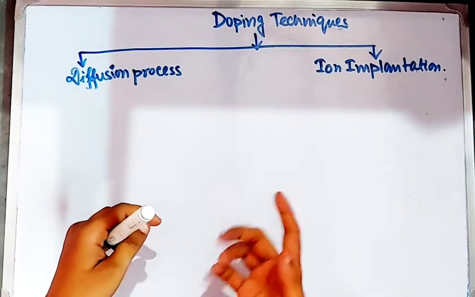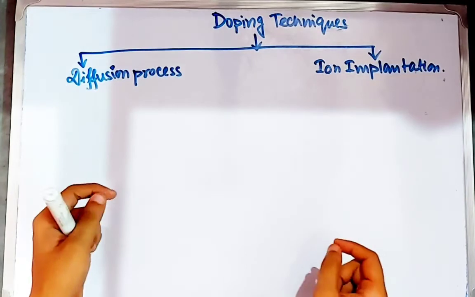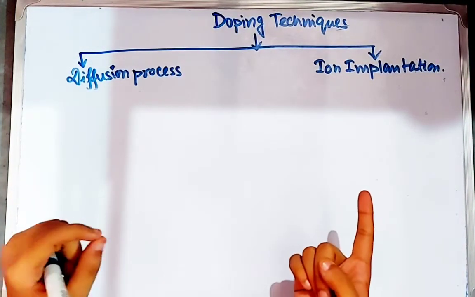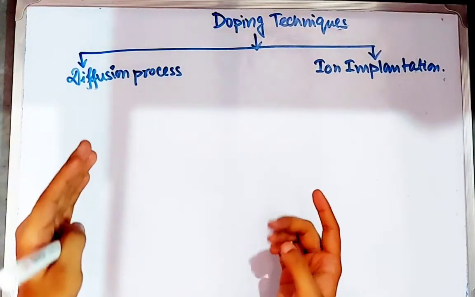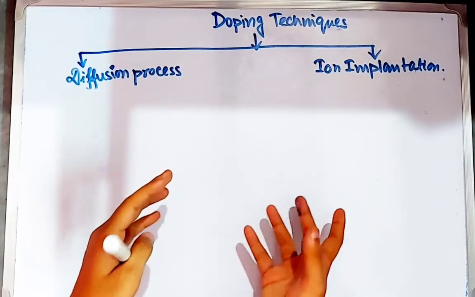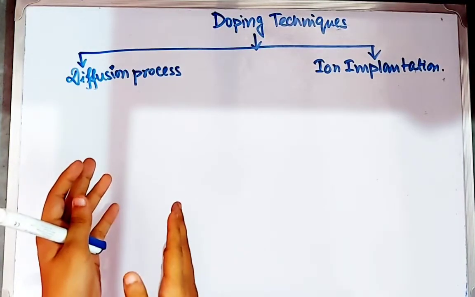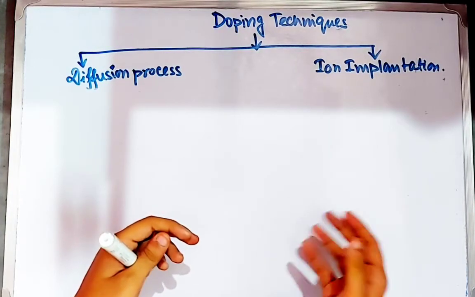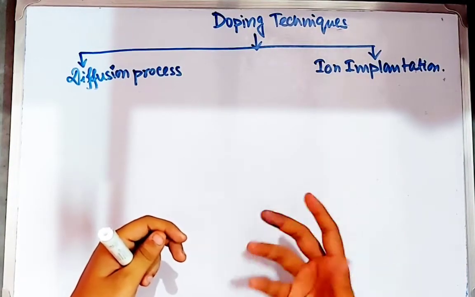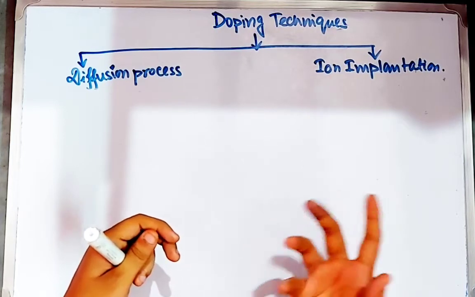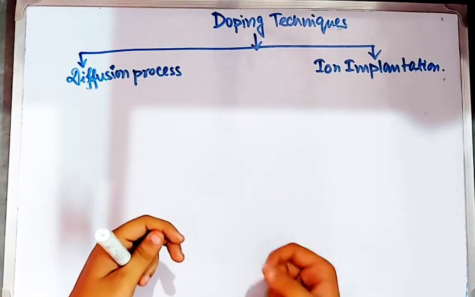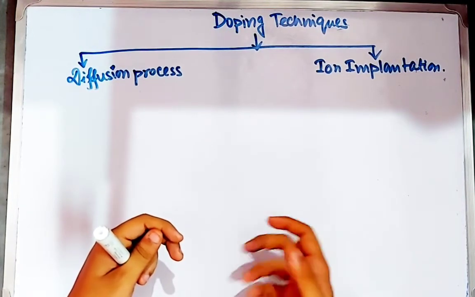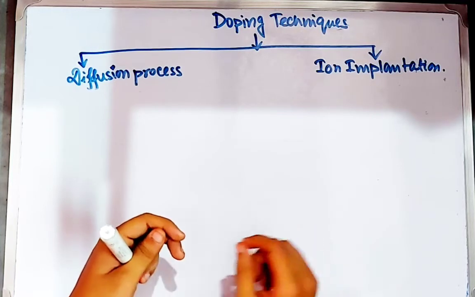In this video we will be talking about the different doping techniques. One is the diffusion process, another one is the ion implantation process. These doping techniques are used to convert any intrinsic type semiconductor, or pure semiconductor, into an impure or extrinsic type semiconductor. Extrinsic type semiconductor is the type of semiconductor in which we add or inject some external impurity or defect to enhance its performance.